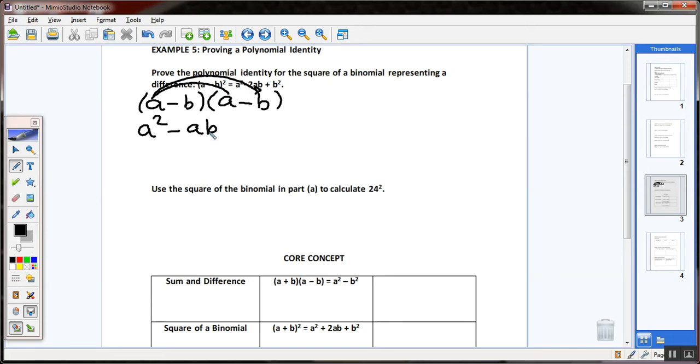So right here, when we start multiplying negative b times a, how should I express that if I want to go alphabetically? Negative ab again, right? And then how about your negative b times negative b, kids? Positive b squared. Okay, now as I look at this right here, after I've gotten rid of the parentheses, after I've expanded this, anything going to combine? How many minus ab's do we have? So it's a squared minus 2ab plus b squared.